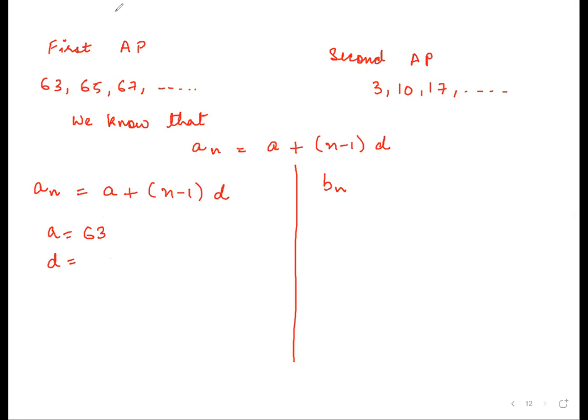See, this is the general representation: a, next is a plus d, next is a plus 2d. So basically, I'm adding a fixed number, which is d, to every term to obtain the next term. That means if I subtract a plus d and a, a minus a is 0, I'll get d. If I subtract any two consecutive terms, I get d. This is the common difference. That is why this is an AP, right? So d is 65 minus 63, which is 2.